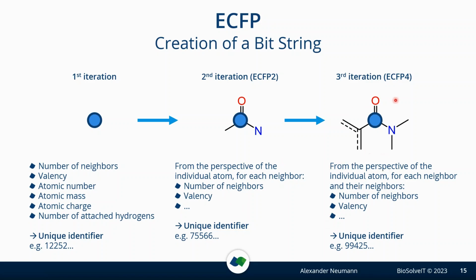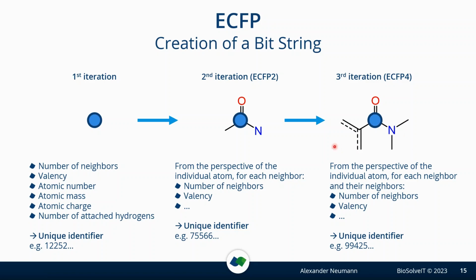In the third iteration, if you would like to go into the ECFP4, we do it again. We just extend the neighbors. We look now from an individual perspective of each atom for its neighbors and their neighbors, calculate all of those properties again, and then get a unique identifier for this atom, this atom, this atom, this atom, and so on and so forth.